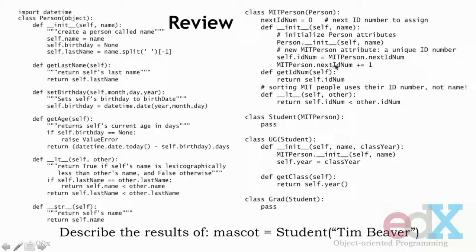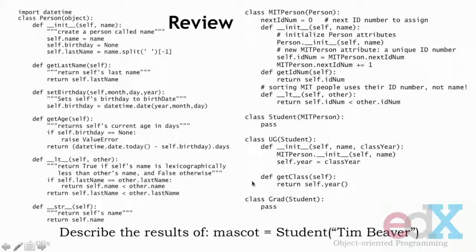And what it puts into IDnum, it gets from a class variable, in this case nextIDnum, which is one of the data attributes of MIT person. It takes its current value and makes that the ID number for the newly created object. And then it goes off and increments the class variable so that the next object of type MIT person that gets created will have a new and unique ID number. That initialized object then gets returned as the value of the constructor, and that becomes the value of the mascot variable.